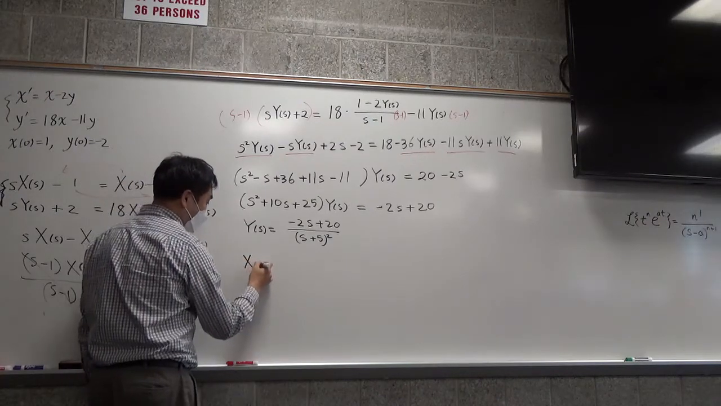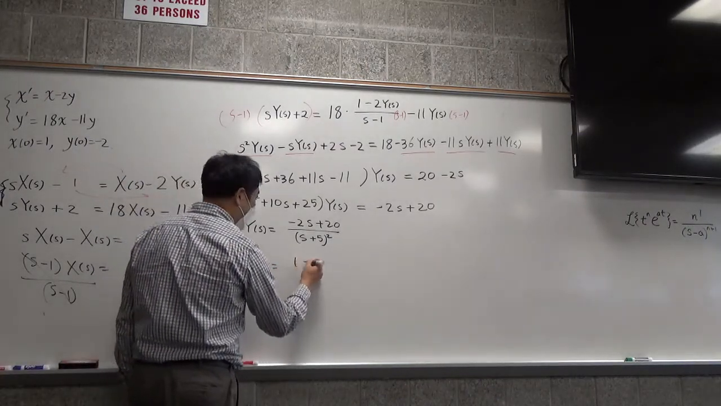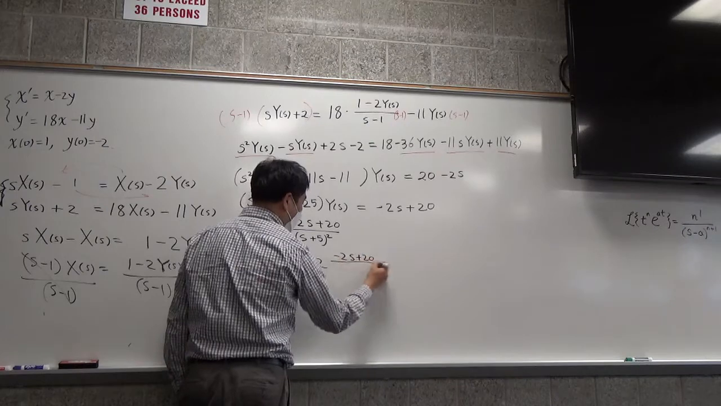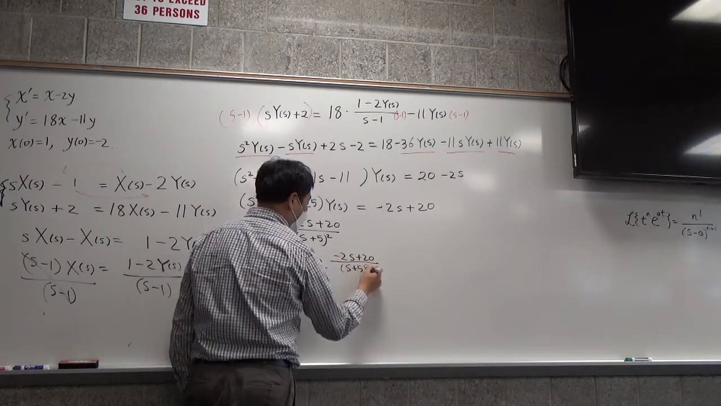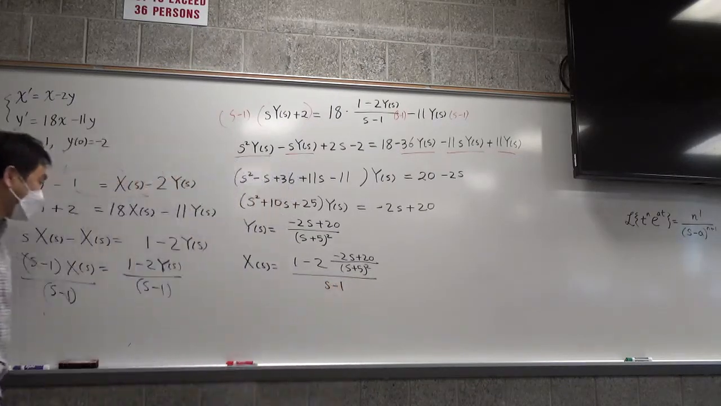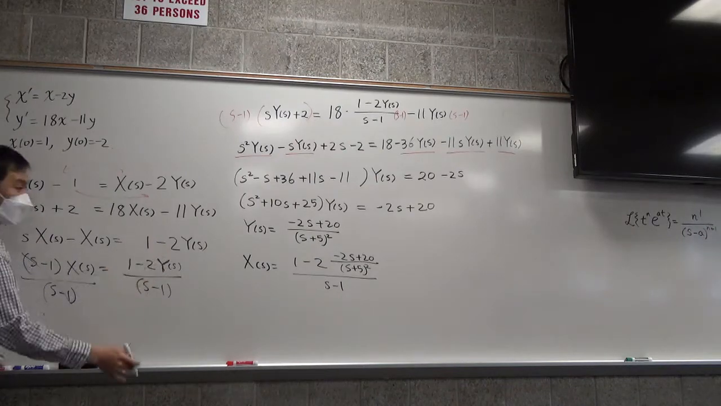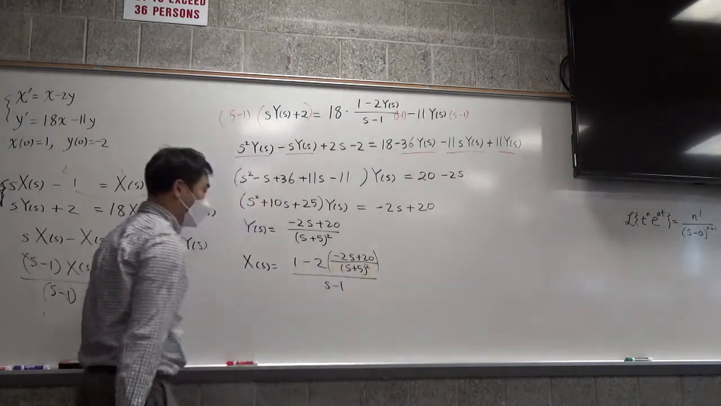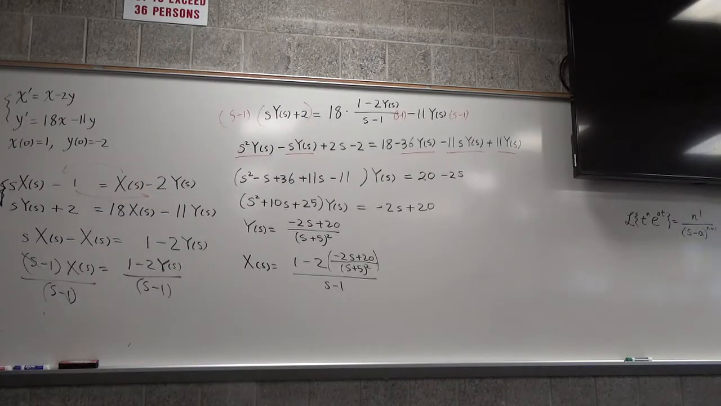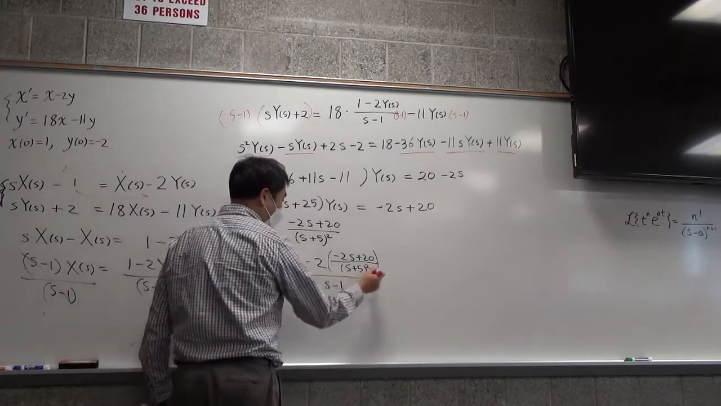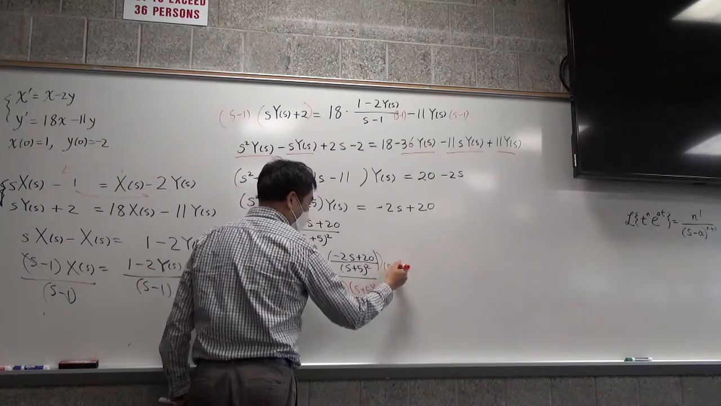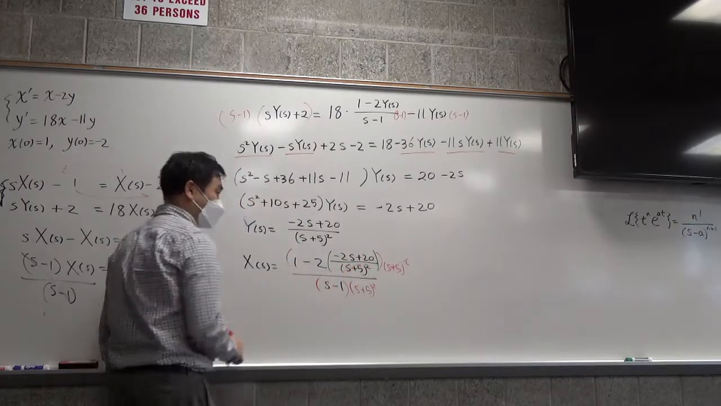So we put x of s equal to 1 minus 2 times this thing, negative 2s plus 20 over s plus 5 squared, divided by s minus 1. So I just have this, but y of s is replaced by this much. And that's a complex fraction, fraction inside a fraction. In that case, you want to multiply top and bottom by the denominator so that this will later cancel that one.